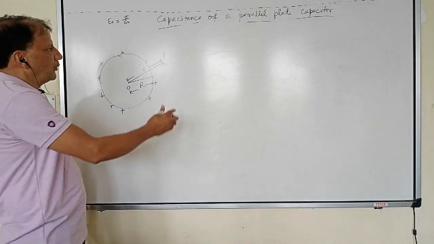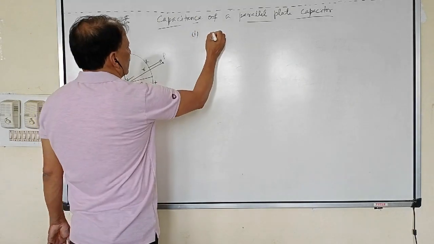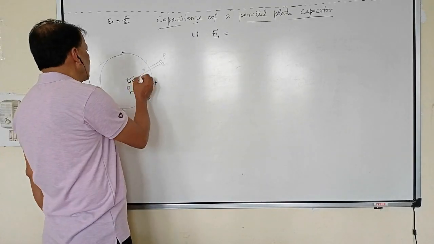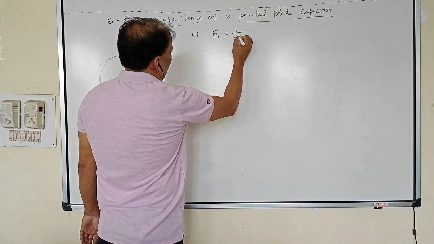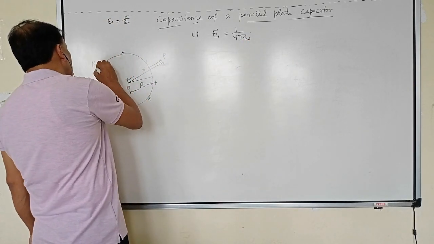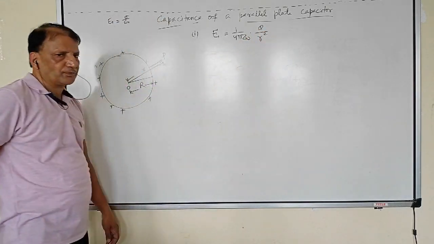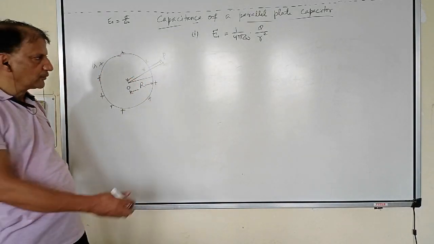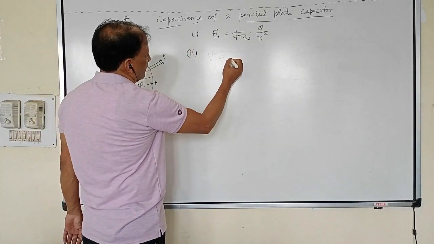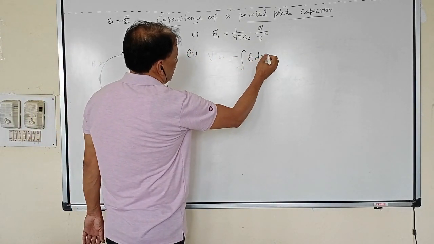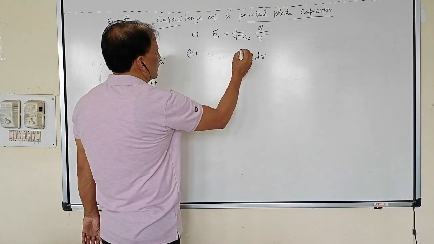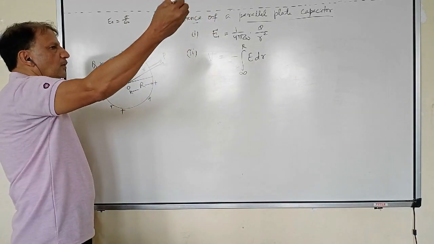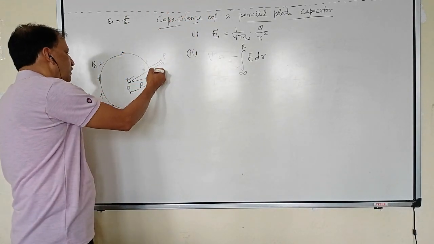The first job is to find the electric field. The electric field due to this charge is E equal to 1 by 4 pi epsilon naught, with total charge Q, so Q upon r square. Now second step, potential difference. We have to find the potential difference by applying the formula minus integral of E dr from infinity to this distance r, which is the work done in moving a unit positive charge from infinity to this point at distance r.